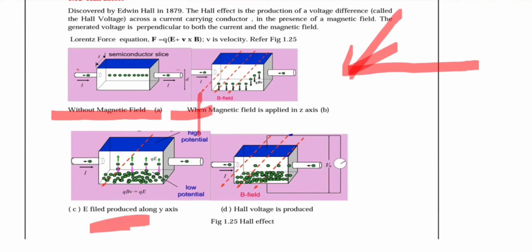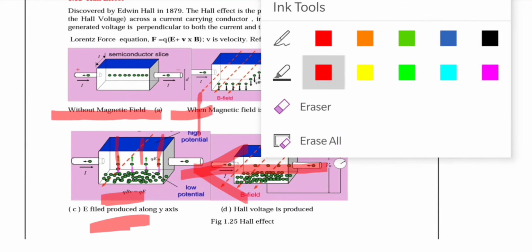This will cause the development of an electric field Ey in the y direction. The direction of the force is shown here, QE. So the force due to the magnetic field, QBV, should match the force due to the electric field QE. Then both will get cancelled and the electrons will move in the actual direction. A Hall voltage will be produced due to the potential difference, a negative voltage here and a positive voltage on the other side.